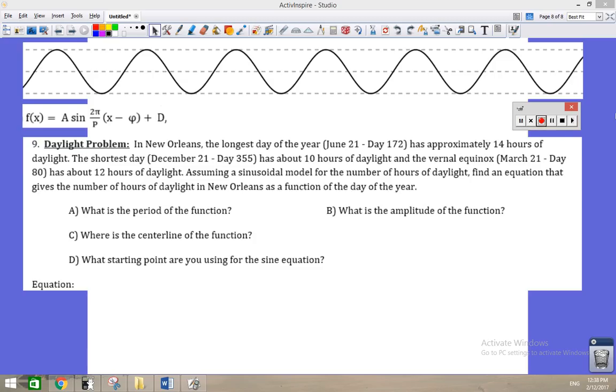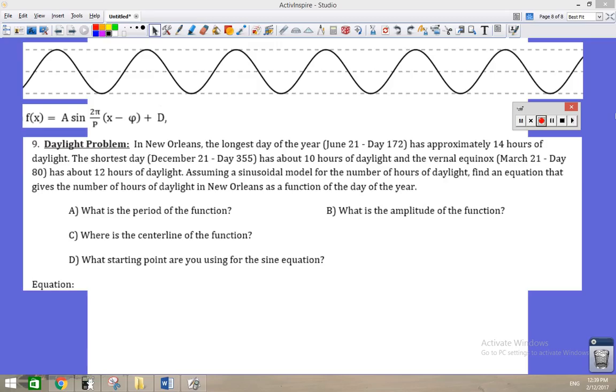Let's take a look at this daylight problem. In New Orleans, the longest day of the year, June 21st, has approximately 14 hours of daylight. The shortest day of the year, December 21st, has about 10. The vernal equinox, so I assume that's the 12 hours. You know, half the day is dark, half the day is light, about 12 hours of daylight. Assuming a sinusoidal model for the number of hours of daylight.